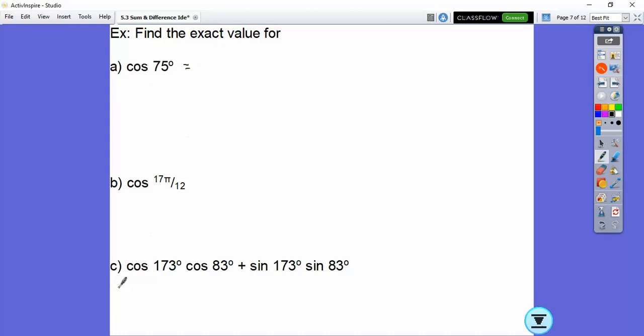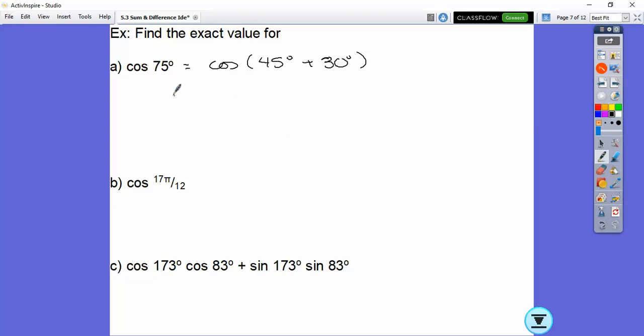Think about the angles on our unit circle. 0, 30, 45, 60, 90. Could I rewrite 75 using 2 of those angles that I know? Let's write this as the cosine of 45 degrees plus 30 degrees. Now, we are just going to use that formula. So look at your formulas you just wrote down.